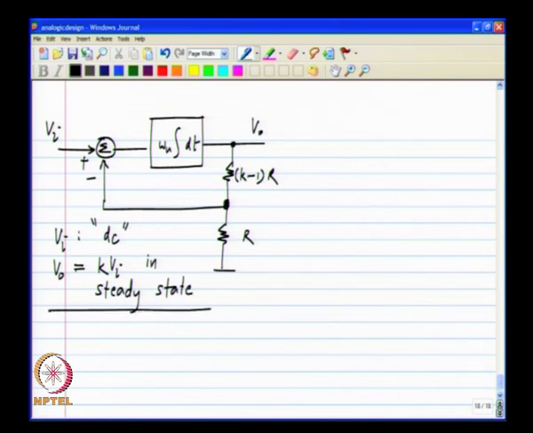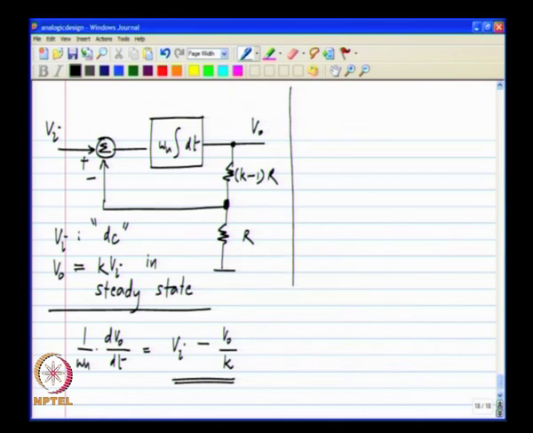We also saw that the differential equation governing the system is a first order differential equation, and you can clearly see that the steady state solution, that is when the derivative of V naught is 0, V naught equals k times Vi.